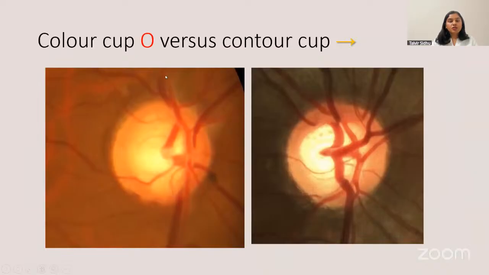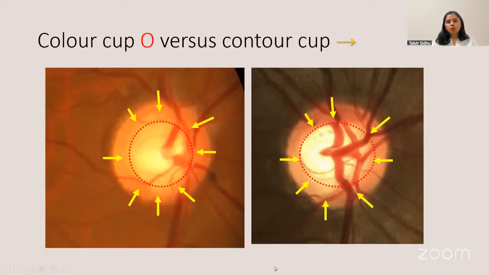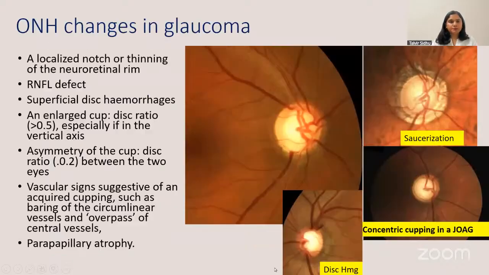You should always check for contour cup versus color cup. So here when you look at the central cup, you think that the cup is only this much. But when you look at the neuroretinal rim and the contour, you see that the neuroretinal rim from outside ends over here. From here, it ends almost over here. So compared to the color cup, the contour cup can usually be bigger.